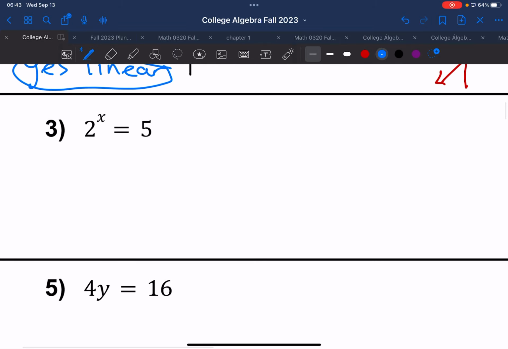What about number 3? Is this in standard form? Yes or no? No, it's not in standard form. How can you tell? It's missing the x and y variables. Okay, good. And where is that x variable? It's an exponent.